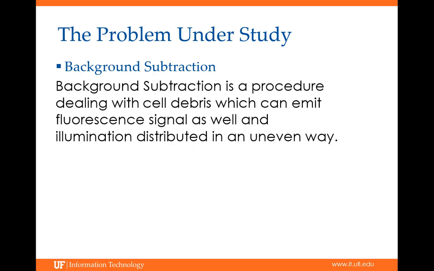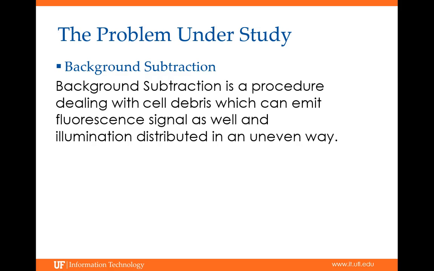And the third problem, background subtraction. In a picture coming from a certain field of view, there are usually 2 main sources of error interfering with image analysis: cell debris, which can emit fluorescence signal, and illumination distributed in an uneven way. Background subtraction is the procedure dealing with these 2 errors.